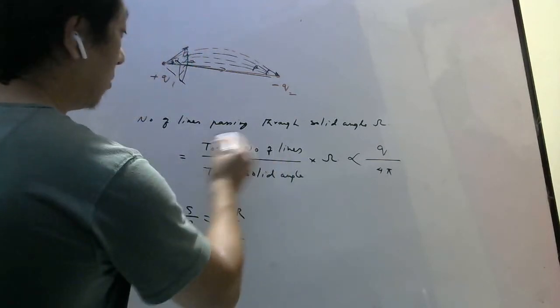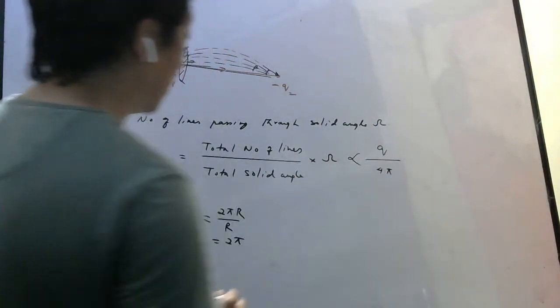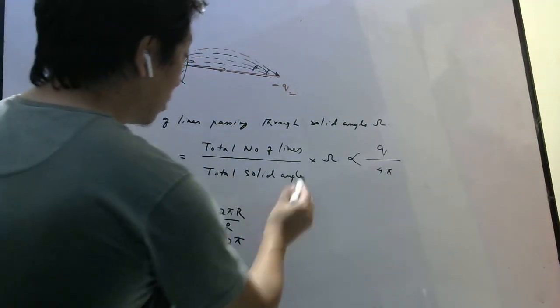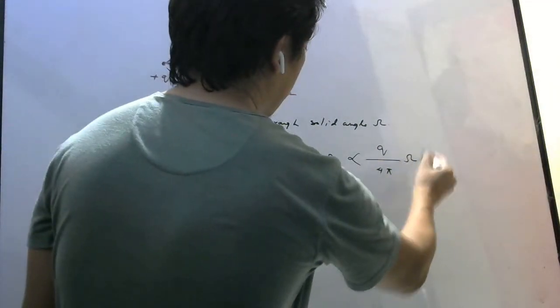So total number of lines is proportional to the charge. Okay, so I'm writing proportional, not equal to. And total solid angle is 4 pi into omega.